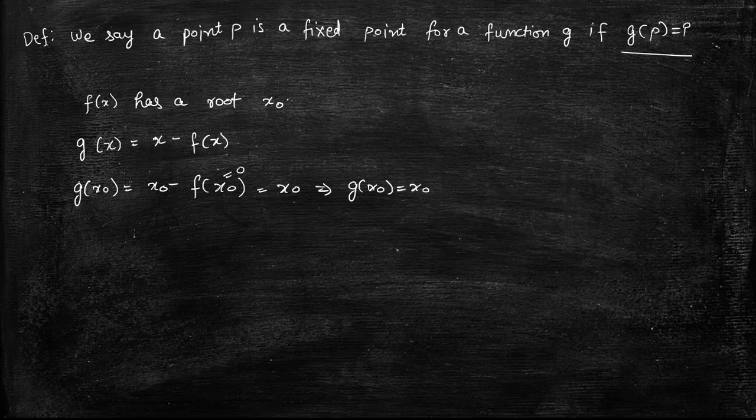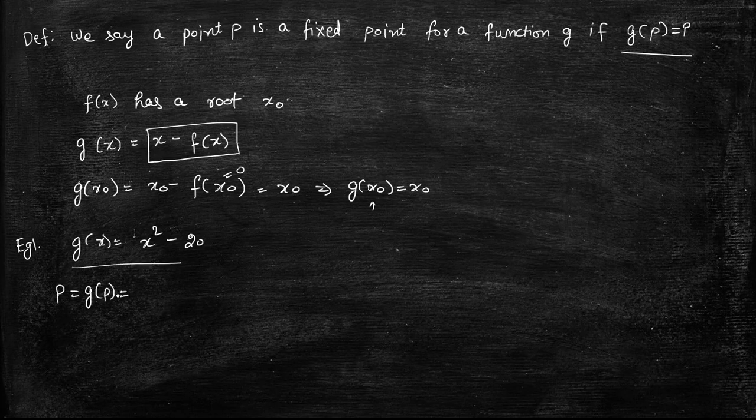Therefore, if we define a new function g as x minus f(x) and find its fixed point, our algorithm will give x naught, and that x naught is a root of function f(x). Now, there are many other ways to form g(x), but we will see them in later examples. So let us see some very small examples. Example number 1. Let us say g(x) is equal to x square minus 20, and we have to find the fixed point of g(x). So we have to solve the equation p equal to g(p), where p is a fixed point.